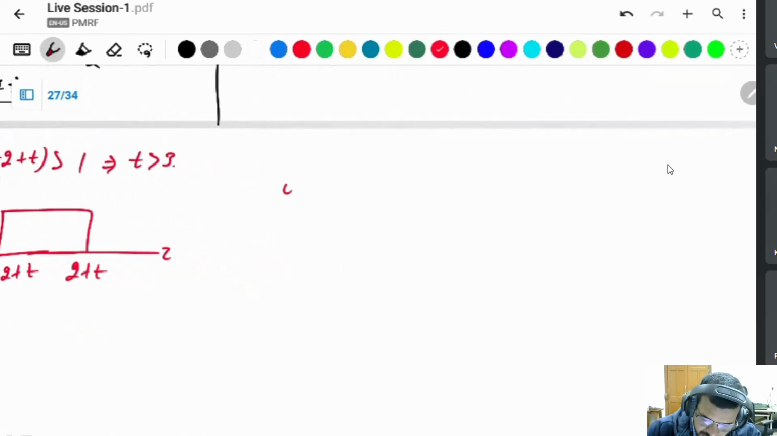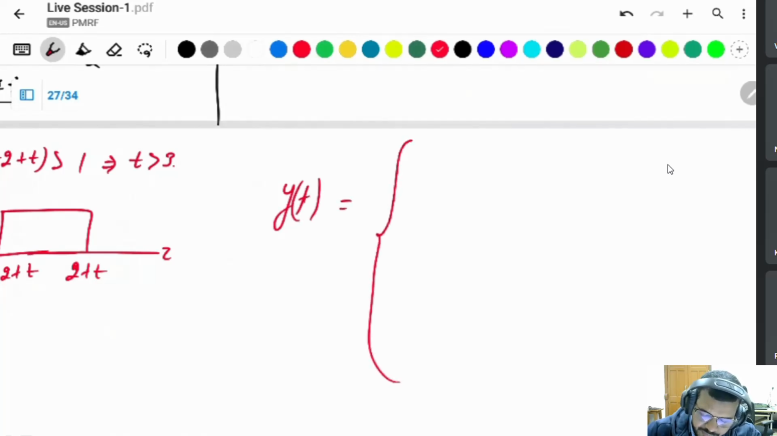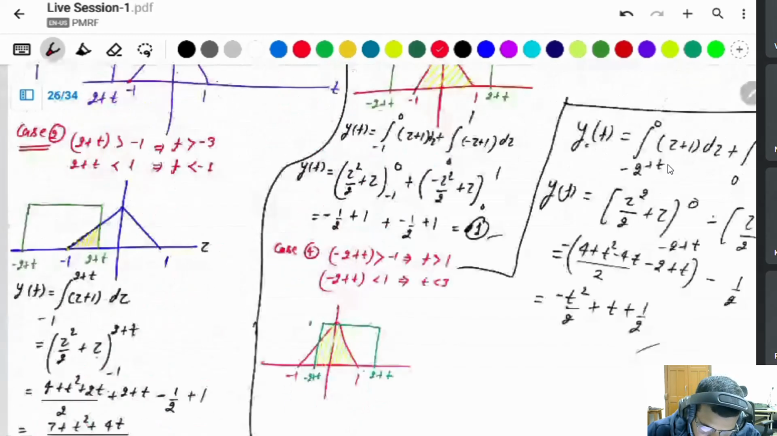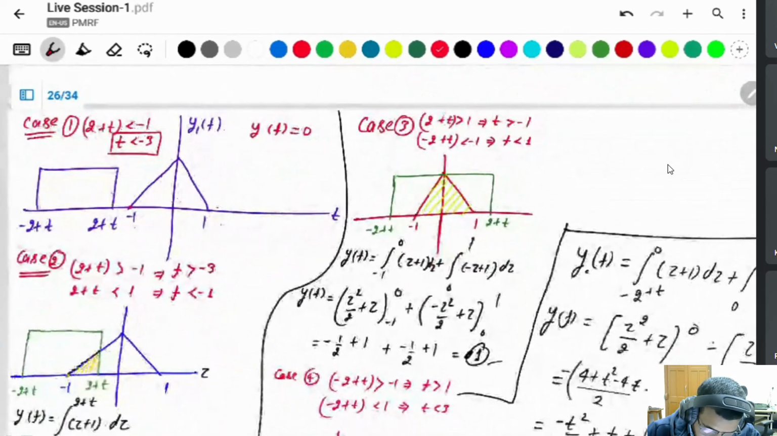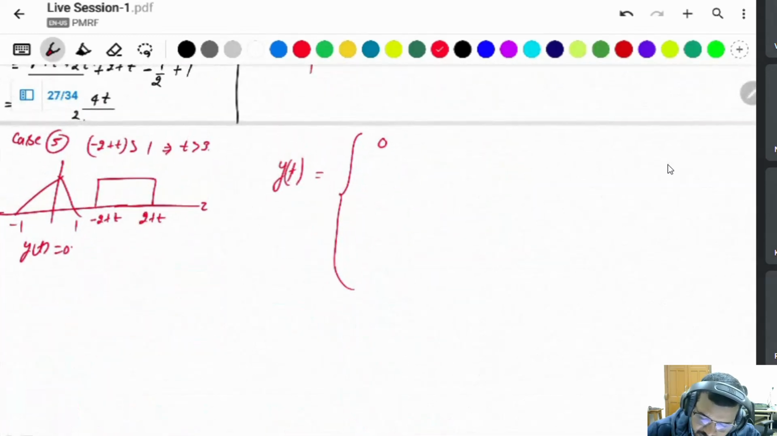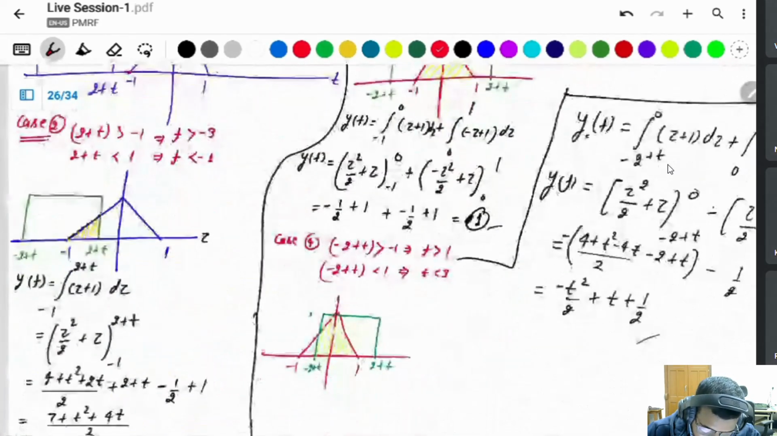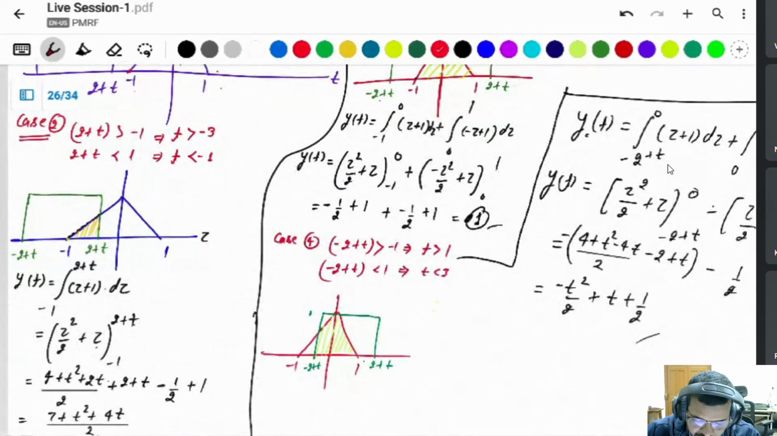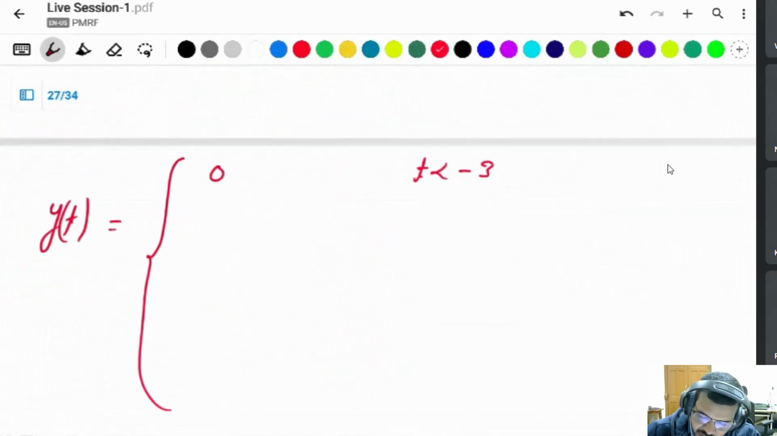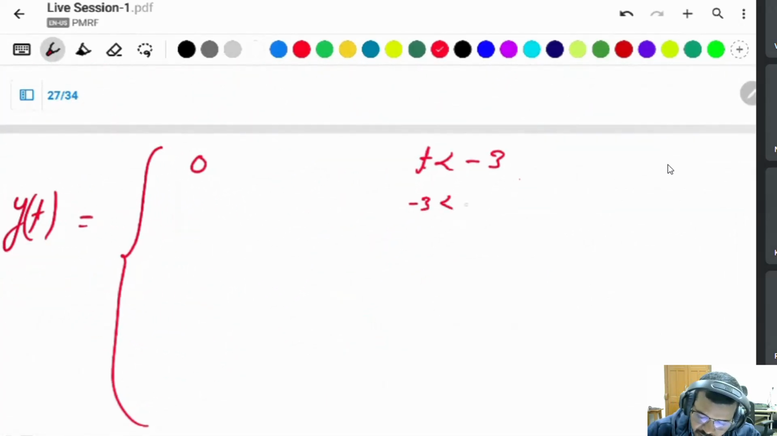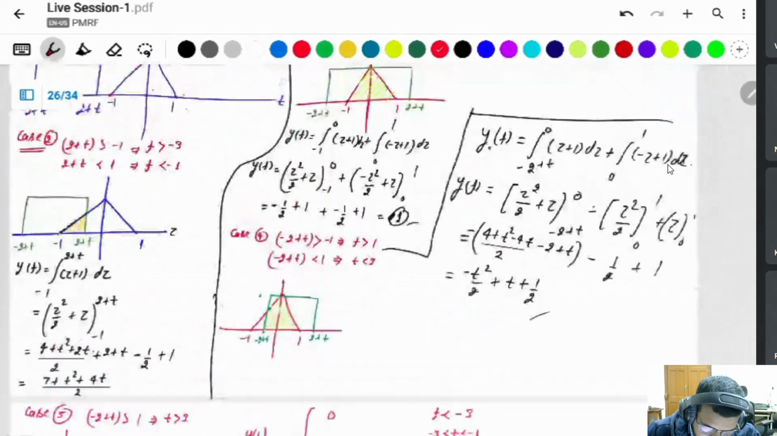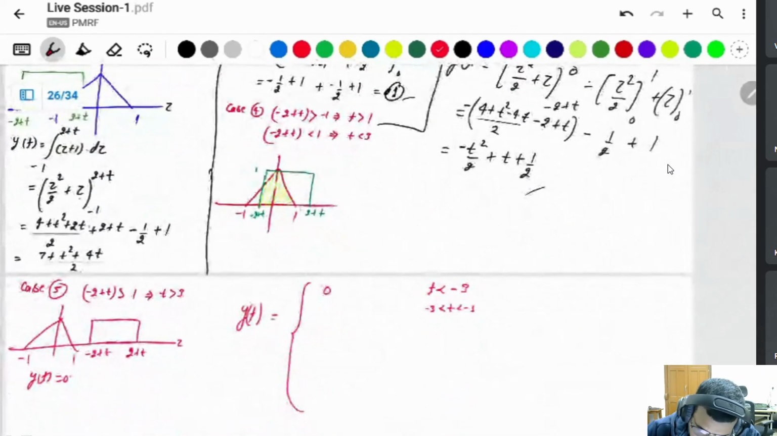Then what is y(t) in the whole scenario? First case 0, when t less than minus 3, for t less than minus 3, 0. Second case, for t greater than minus 3 less than minus 1, in this case, it will be (7 plus t square plus 4t) divided by 2.